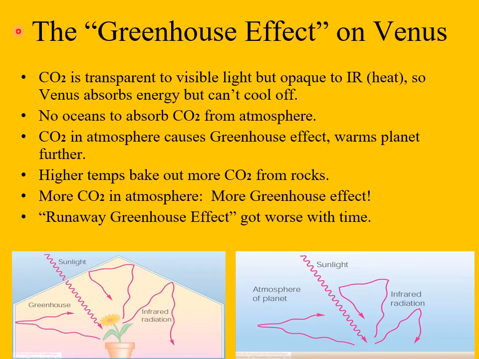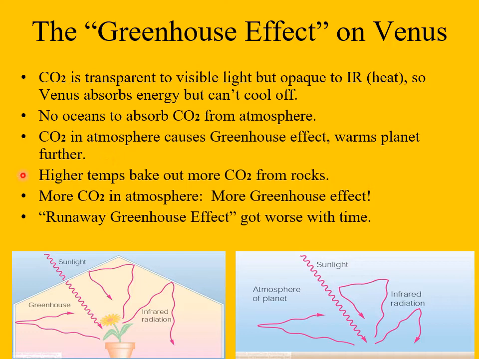So Venus suffered from a runaway greenhouse effect that caused the planet to basically fry itself. And remember, the idea here is that carbon dioxide is transparent to visible light. So in other words, sunlight can get in, but heat, infrared, can't get out. So Venus can absorb energy from the sun, but it can't cool itself off. And without oceans to absorb the carbon dioxide from the atmosphere, the CO2 in the atmosphere caused the greenhouse effect, and it warmed the planet even more.